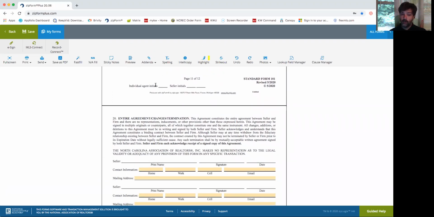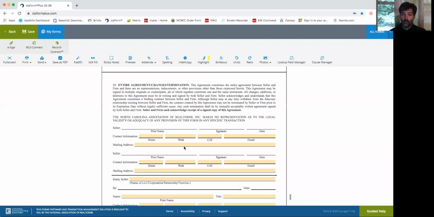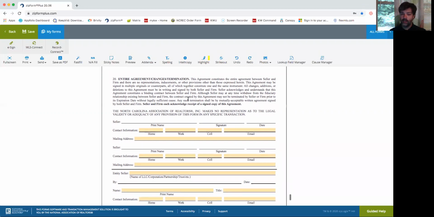Go over, make sure you're initialing as well because you are entering into this contract on behalf of your firm. And if you have missed an initial, we want to make sure we get your initial and the seller's initial right before we get to the signature page. This also goes over the entire agreement and defines all the issues associated with any changes or terminations being needed to be documented in writing.